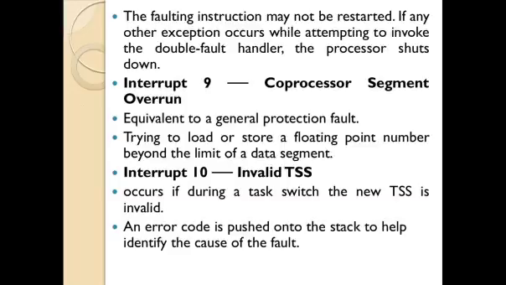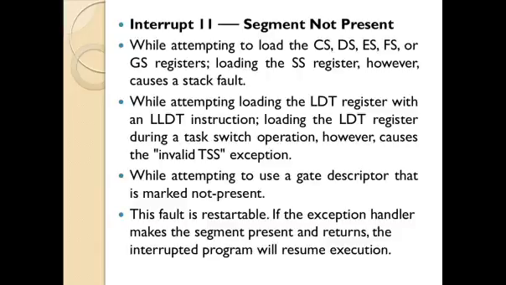Next is invalid TSS, interrupt 10. It occurs if during a task switch the new TSS is invalid. An error code is pushed on the stack to help identify the cause of the fault. Next, interrupt 11, segment not present. While attempting to load any segment, if that segment is not available, or if it is not present, or if it is not allocated, then the segment not present fault occurs.